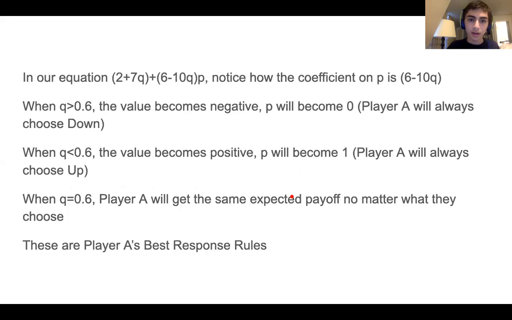Okay, so let me return to the 0.6. Remember, player A only has bearing over P. Q is entirely player B's control, and player A can't do anything about it. So we focus on this coefficient of P, 6 minus 10Q. Suppose you plug in 0.7. 0.7 times 10 is 7. So 6 minus 7 is -1. So suddenly player A's expected payoff is decreasing, so he's just going to set it to 0 to not lose anything.